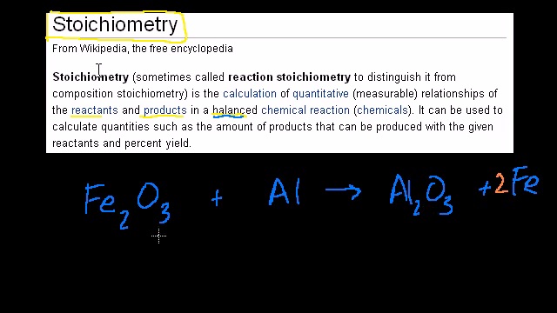That looks good. Aluminum, on the left-hand side, we only have 1 aluminum atom. On the right-hand side, we have 2 aluminum atoms. So we have to put a 2 here, and we have balanced this equation. So now we're ready to do some stoichiometry.